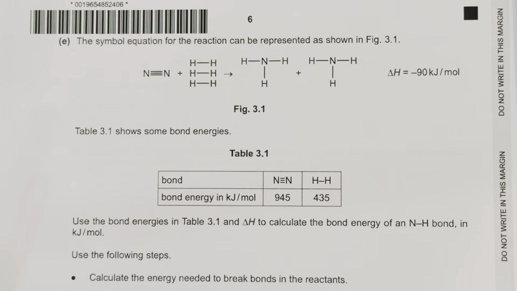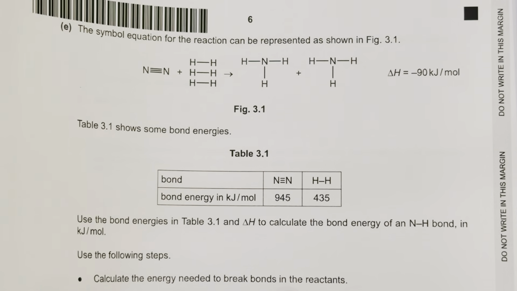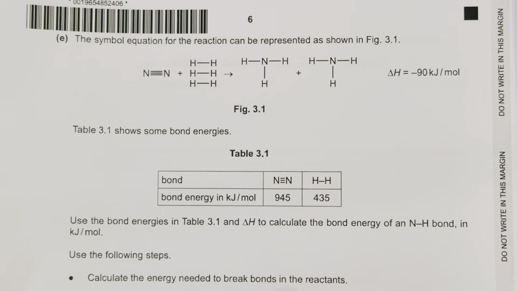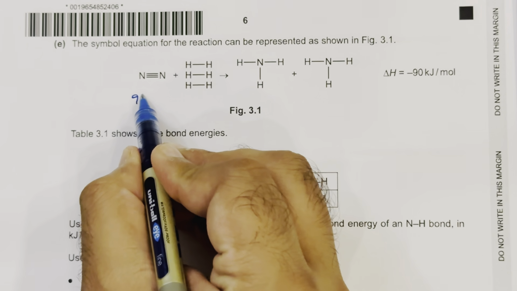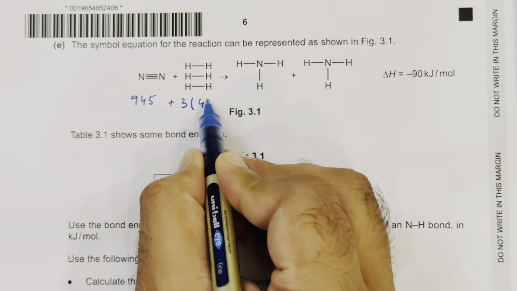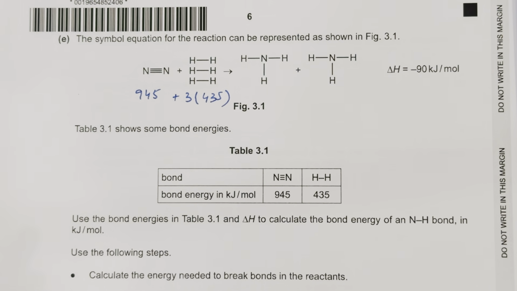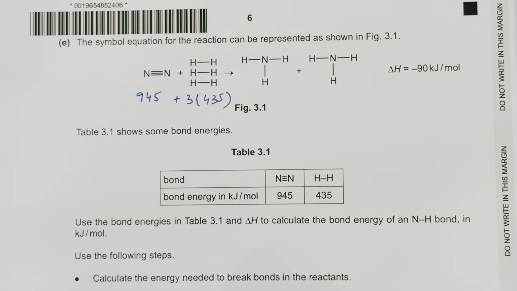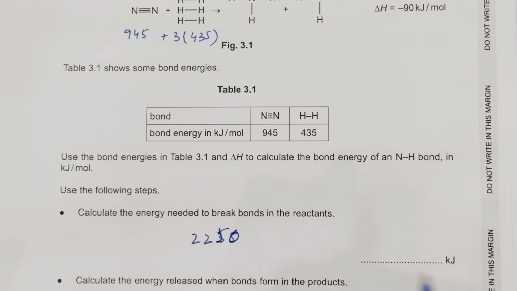Use the following step. Calculate the energy needed to break bonds in the reaction. So we first need to identify the energy that is needed to break down this reaction, and we know that nitrogen has 945 energy, and there are 3 hydrogen bonds, so it would be like that, 3 into 435. So 945 plus 3 into 435 would give us the answer that is equal to 2250. So you're gonna write there 2250 as kilojoule.